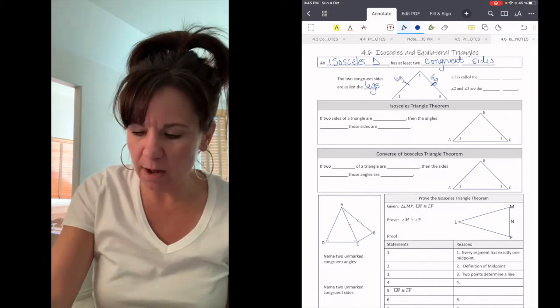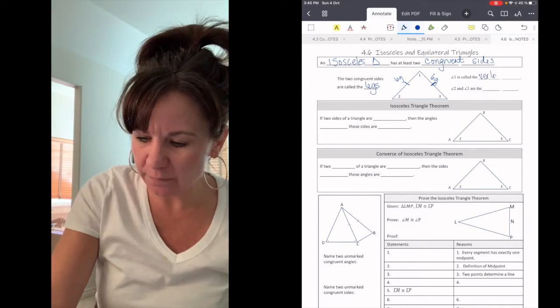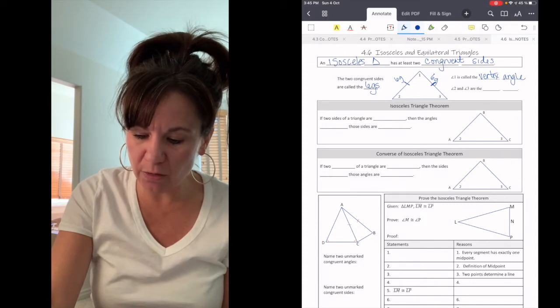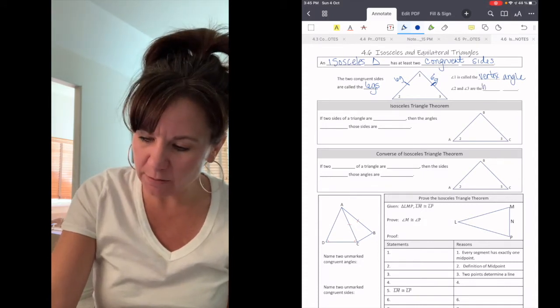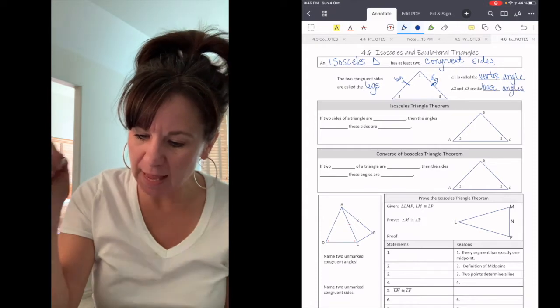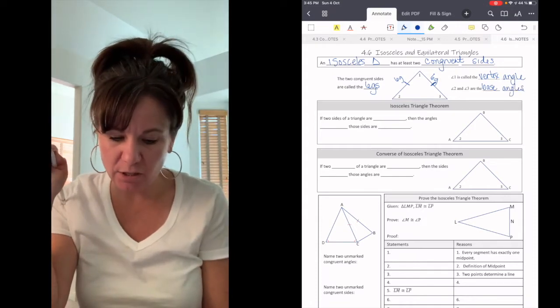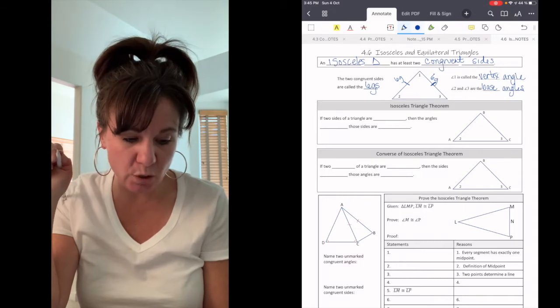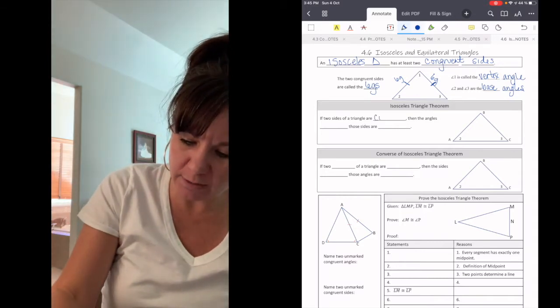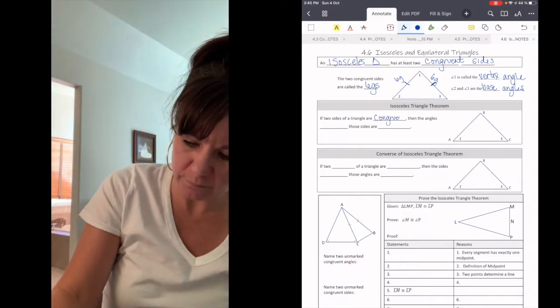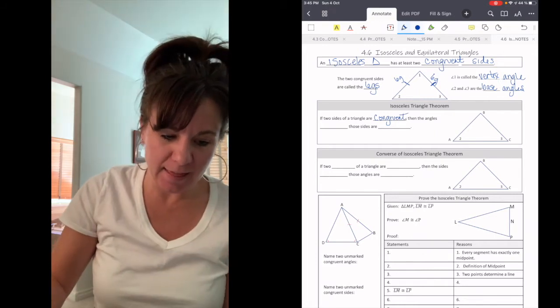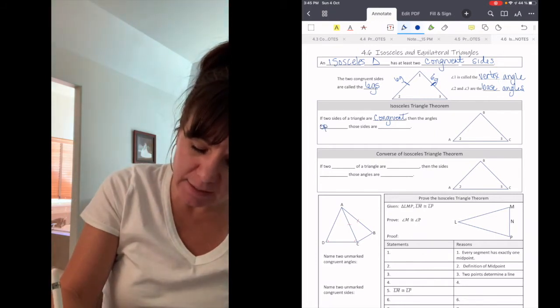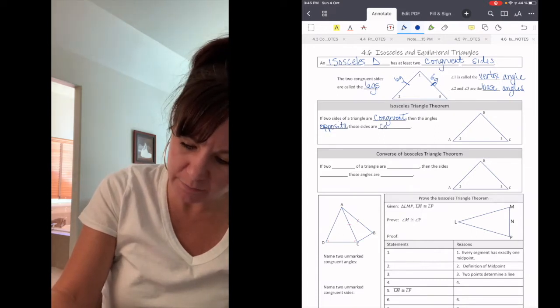Angle 1 on the top, that's called the vertex angle. And angles 2 and 3 are called the base angles. And what we know about isosceles triangles is that if two sides of a triangle are congruent, then the angles opposite those sides are also congruent.